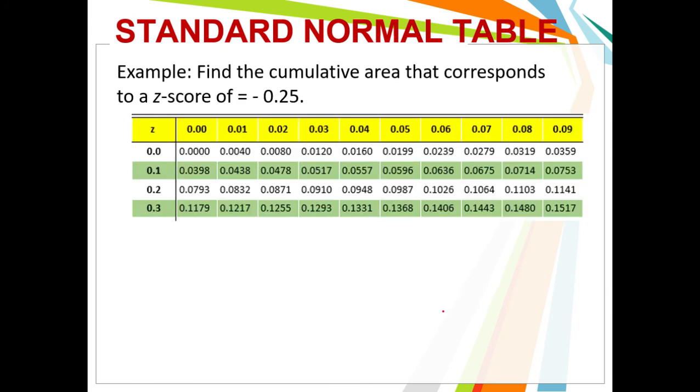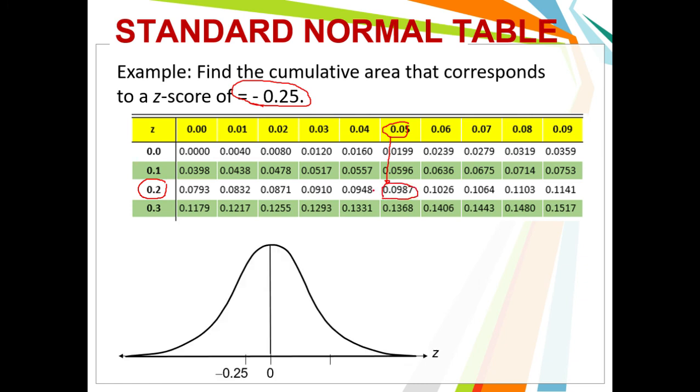Okay, so let's have another example dito. Find the cumulative area that corresponds to a z-score of negative 0.25. Ito naman negative value. Okay, so we still use the same table. So yung ating 0.25, let's look for the 0.2 and then 0.05. So their intersection is this value, 0.0987. If we draw that sa ating curve, so this is our negative 0.25.